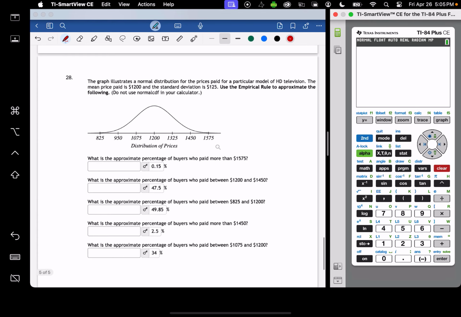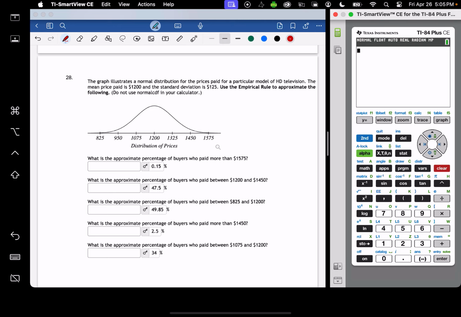So this is one of the online homework problems. I wanted to make sure you knew how to do it. The graph illustrates a normal distribution for the prices paid for a particular model of HD television. I have no idea if HD is even a television thing anymore. The mean price paid is $1,200. Got it. See that right in the middle. Standard deviation is 125. And use the empirical rule.